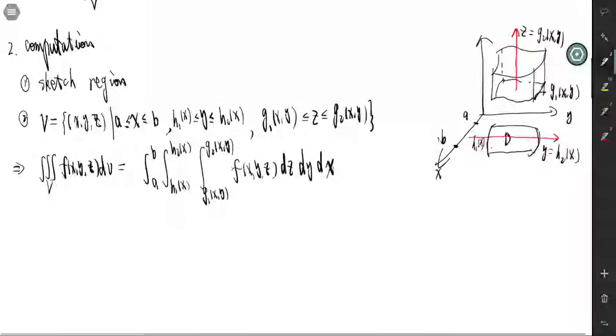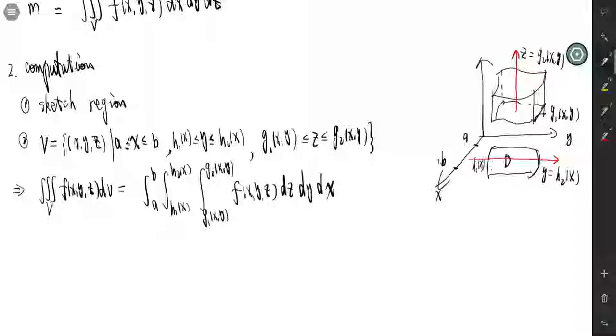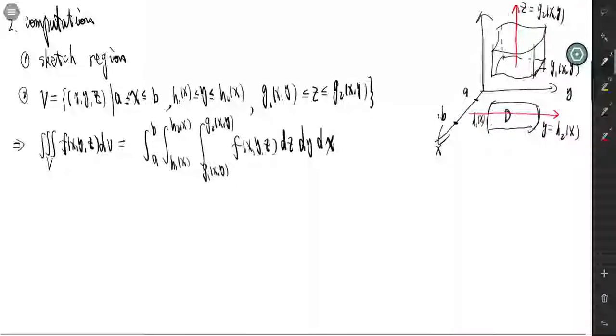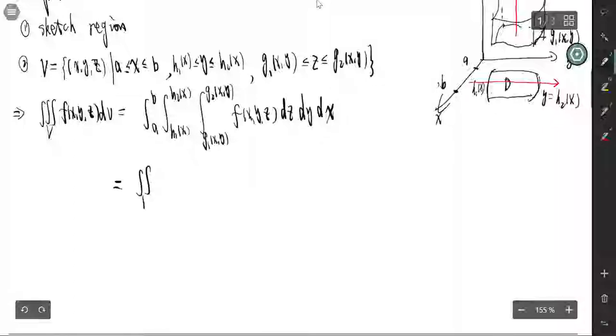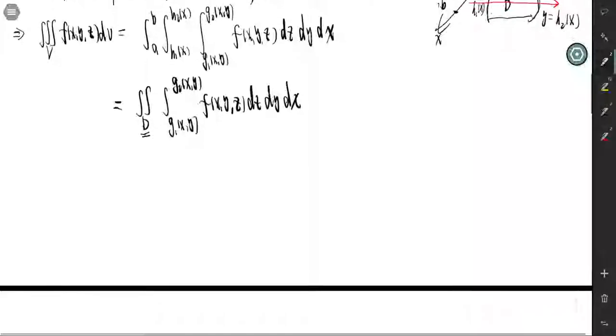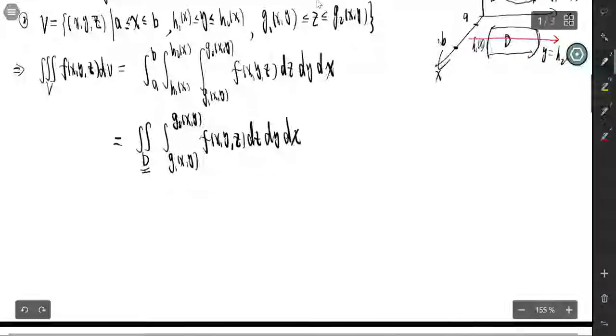The computation is like that. First, we get the upper limit and the lower limit for z. The limits for the first integral are surfaces. The second integral has curves, and the last one has constants. Sometimes we write it as the double integral over D of the integral of z from g1(x,y) to g2(x,y) of f(x,y,z) dz, then dy dx. The D here is for the double integral. And there are some other orders.